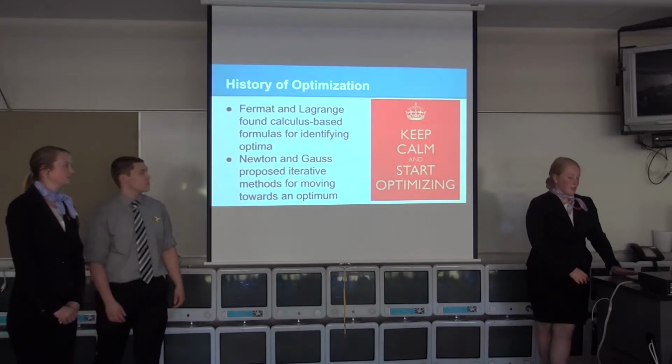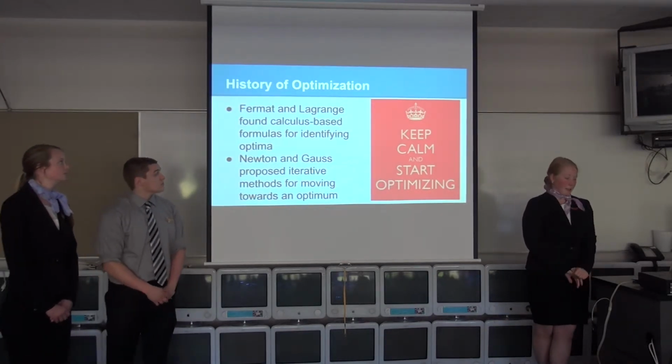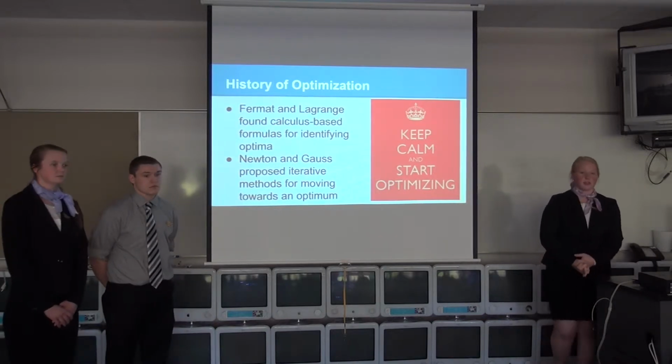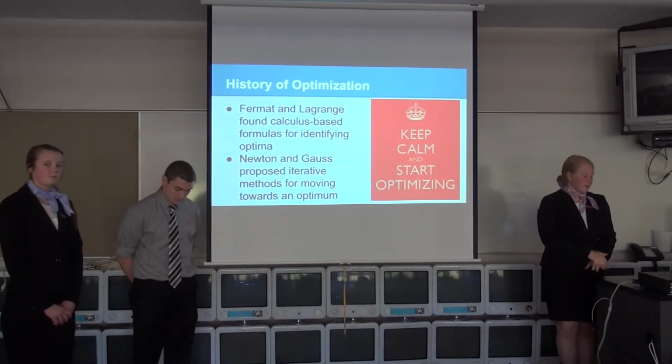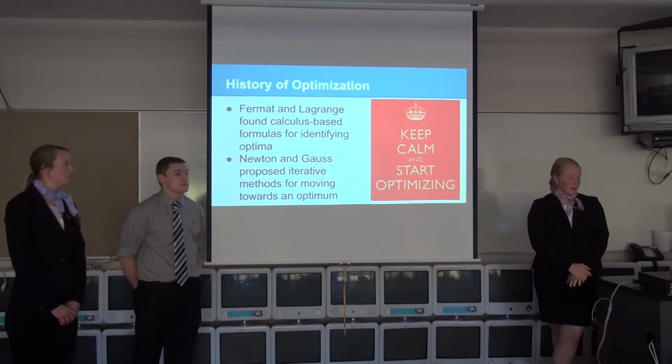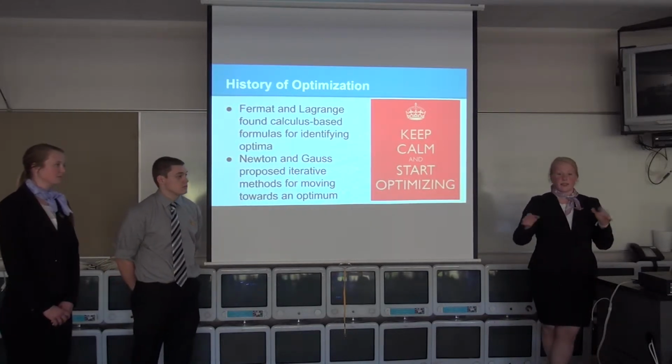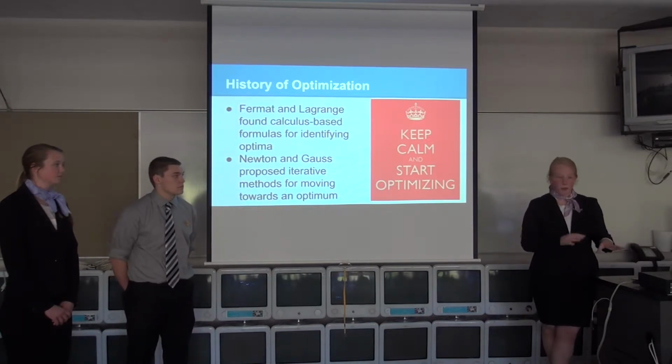A little history about optimization. Fermat and Lagrange found calculus-based formulas for identifying optima, which is just like the top of a curve. And then Newton and Gauss proposed iterative methods for moving towards an optimum, which are just different ways of finding that point again.